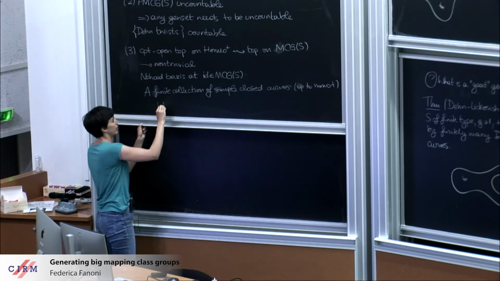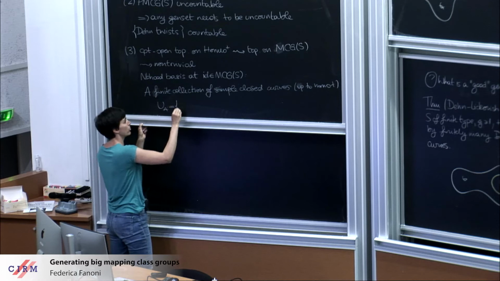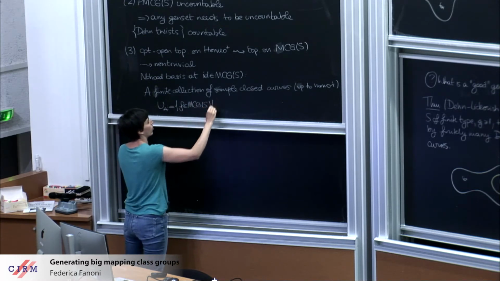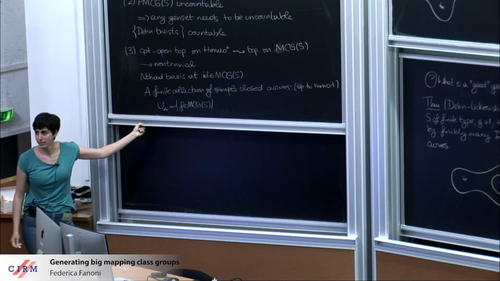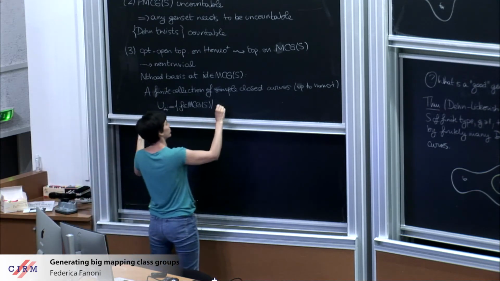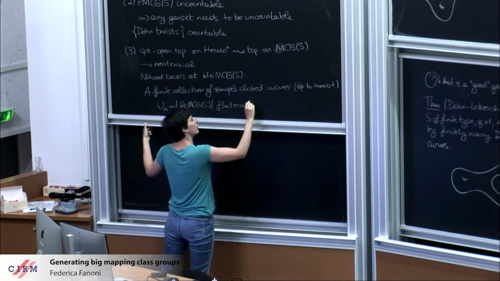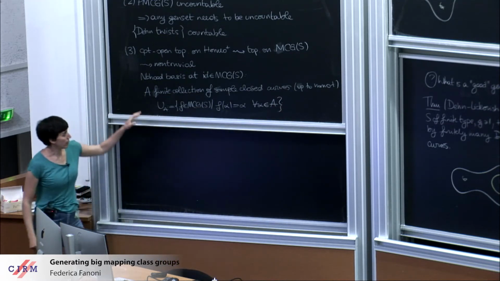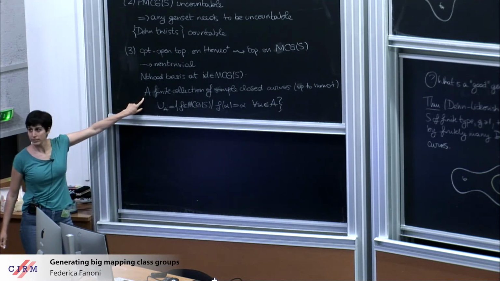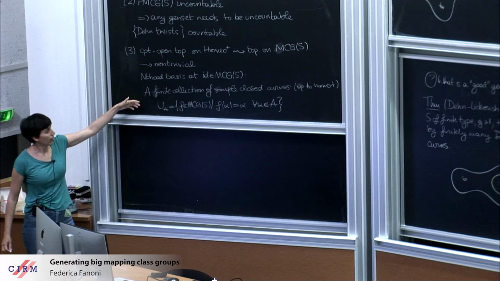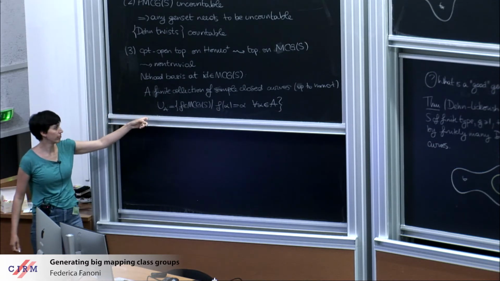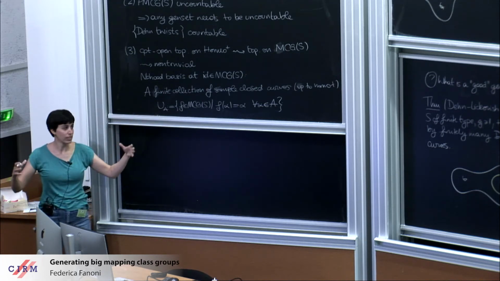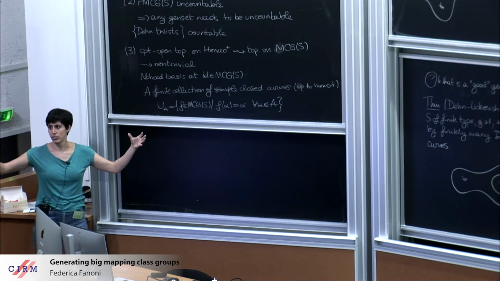And I look at the set U of A, which is given by the mapping classes which agree with the identity on these curves. So that fixes this curve. Here, the thing is I need a finite collection. If I have more and more curves, this is going to define fewer and fewer elements. These are elements that agree with the identity on a larger and larger set.